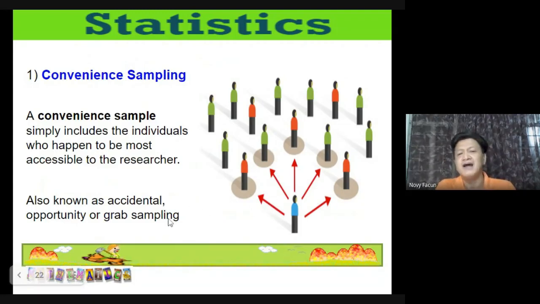Halimbawa, may na-aksidente. Siyempre, sino yung kukunin mong sample? Yun yung mga nandoon sa oras na yon, kasi mas magiging valid yung magiging data natin. So, yun yung ibig sabihin ng convenience sampling.